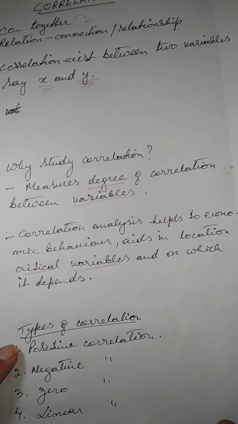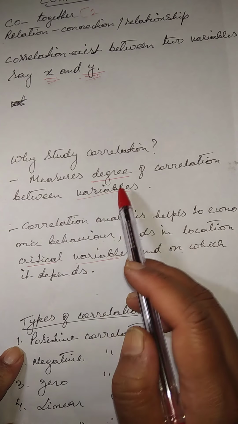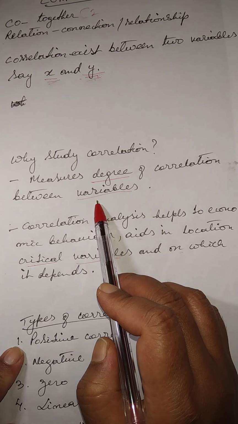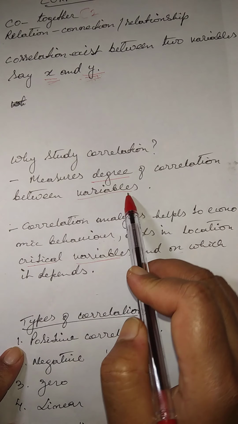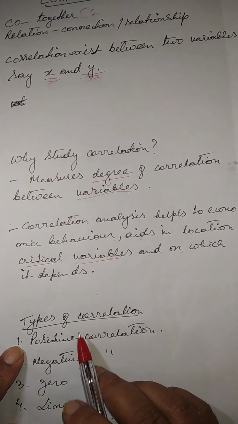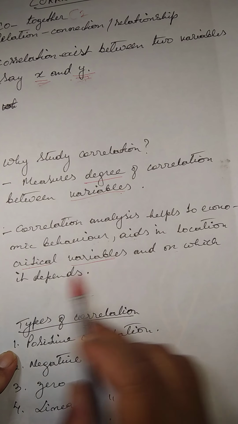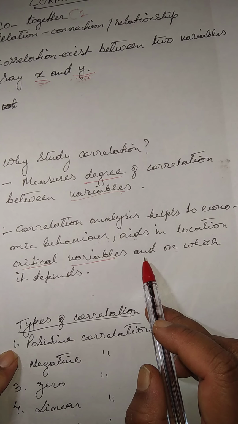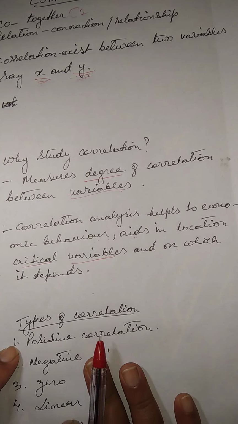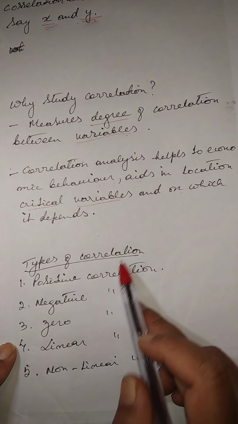Okay, so that's why when we study correlation, we will be able to measure the degree or the extent of the connection between the two variables. And also it will help us in analysis, especially of the resources in the economy. Okay, and then we also have the types of correlation.